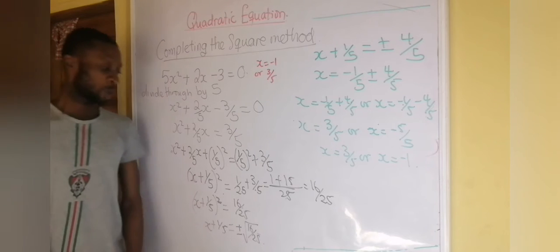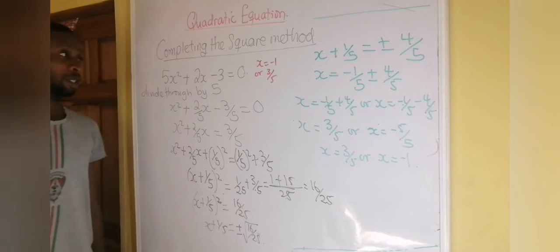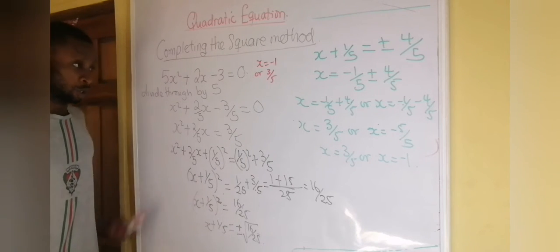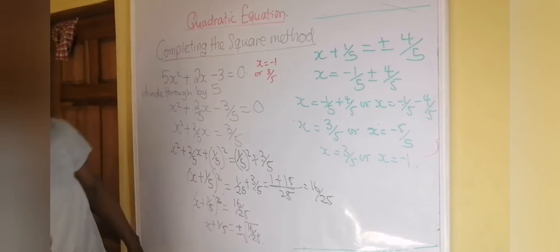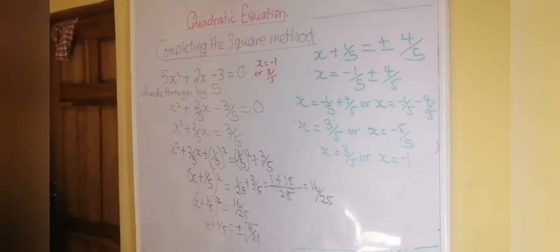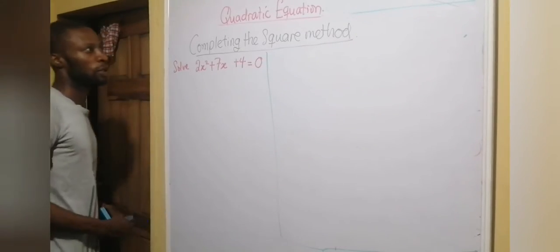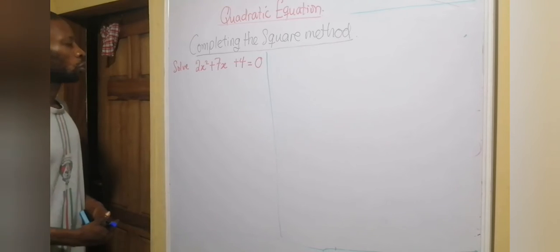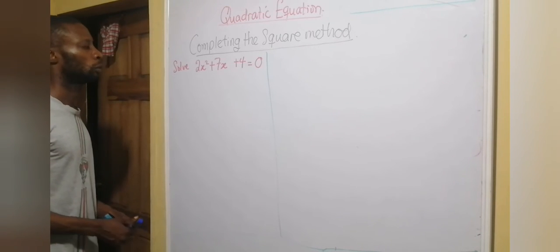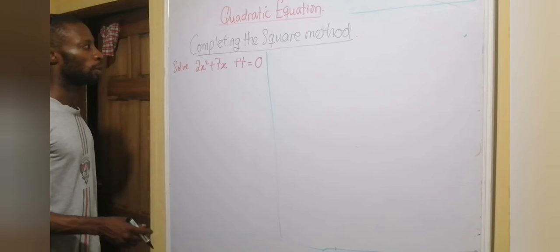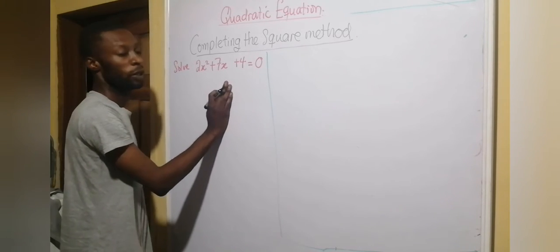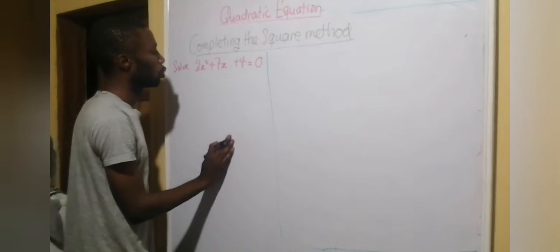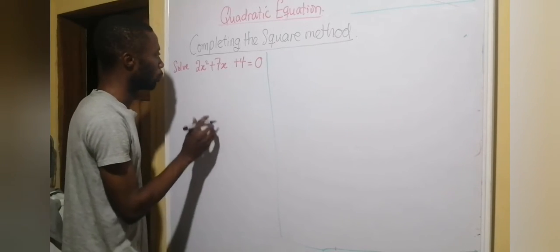So it's the same thing. So go through the video, go back and forth. Let's do another example on the completing the square method. Alright, completing the square method. So we want to use completing the square method to solve 2x squared plus 7x plus 4. So this is what we do.